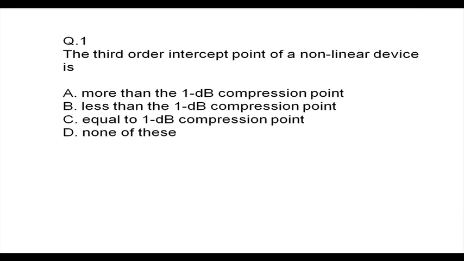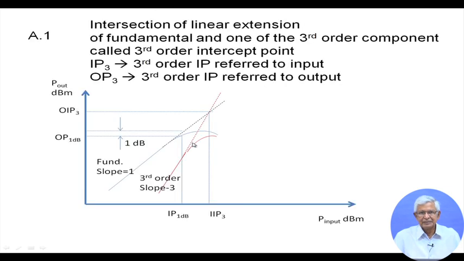The first question: the third order intercept point of a nonlinear device is, there are 4 options: more than 1 dB compression point, less than 1 dB compression point, equal to 1 dB compression point, none of these. This is just a definition type of thing. Is the third order intercept point more than, less than, or equal to the 1 dB compression point, what is the relation? So, let us look at the plot we have seen in the class.